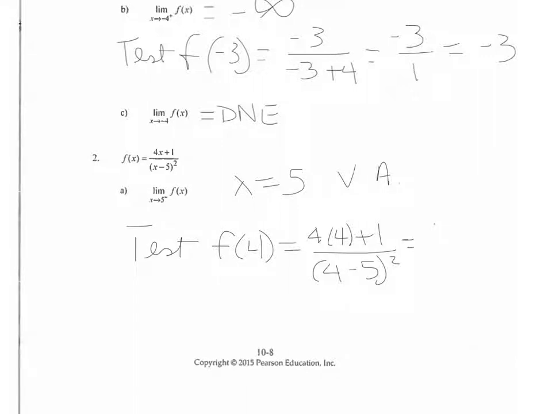What is that giving me? And really, all I need are signs. What's going to be the sign in the numerator? A positive. What's going to be the sign in the denominator? It's also a positive. Even though 4 minus 5 is a negative 1, when you square something that's negative, you get back something that's positive.